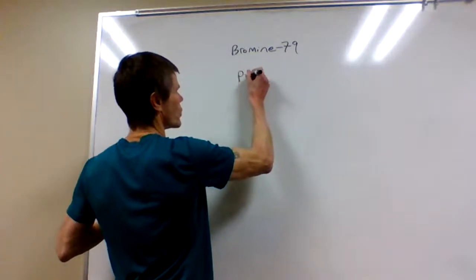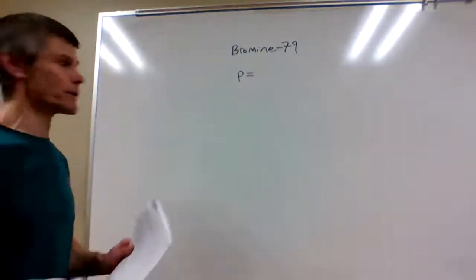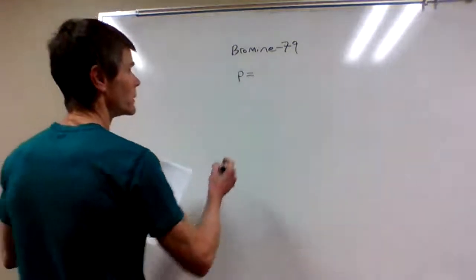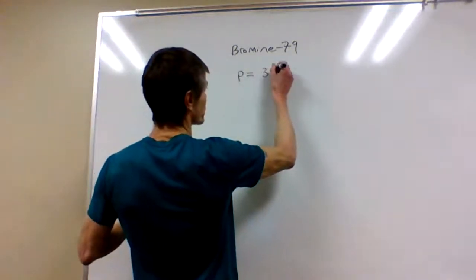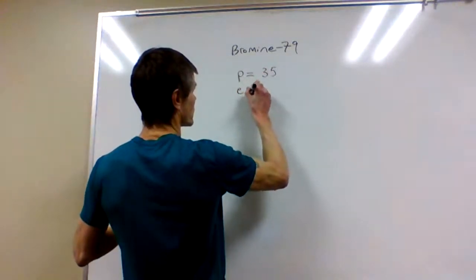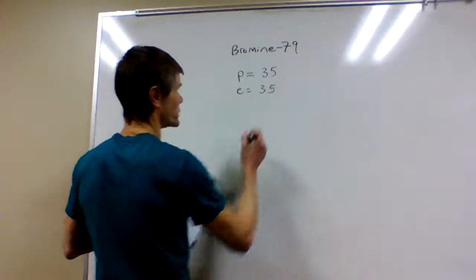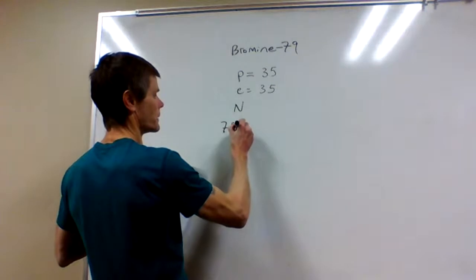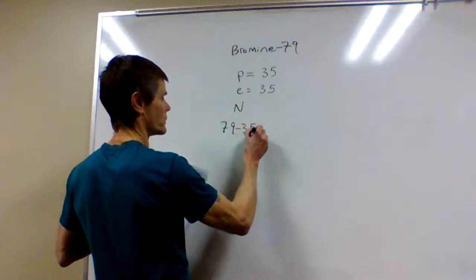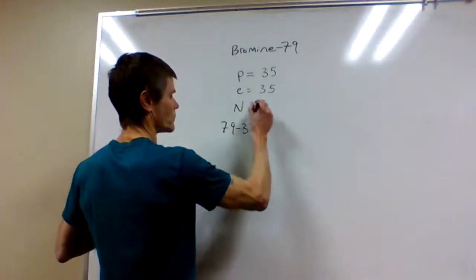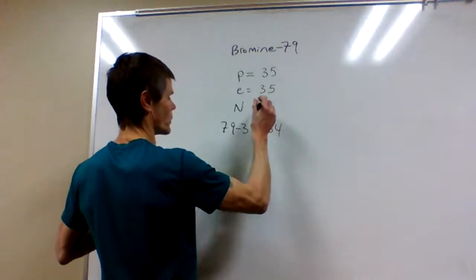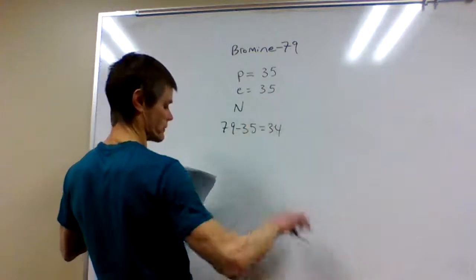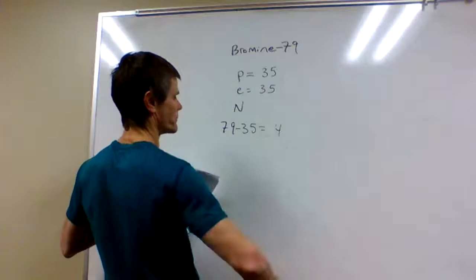The number of protons we would find from the periodic table. If we look up bromine, we would see that there are 35 protons, 35 electrons, and the number of neutrons is 79 minus 35, which is equal to 44. Oh, 44, my bad.